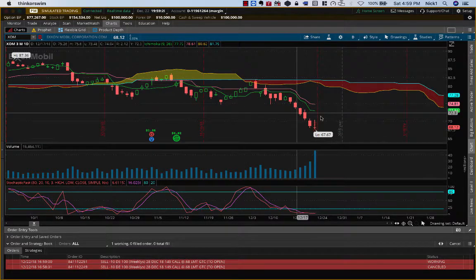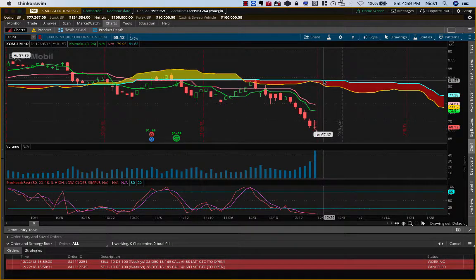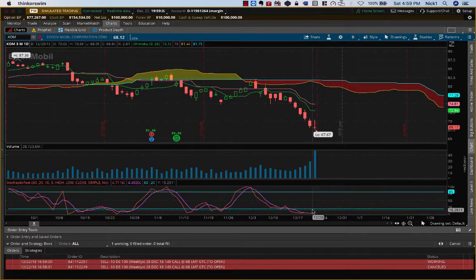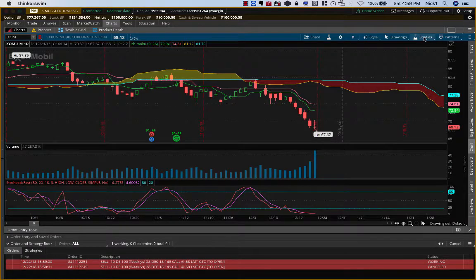So XOM, same thing. The Tenkan is below the Kijun. Span B is beneath Span A. That's what's forecasting in red. So even though it's so oversold, we're still gonna sell some short calls for the rest of this week. Implied volatility is high on all of these. That was the main factor, high implied volatility.